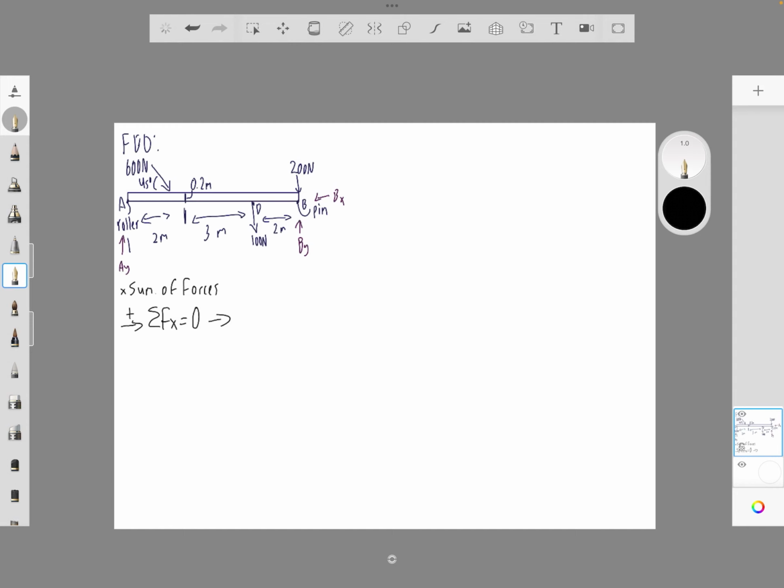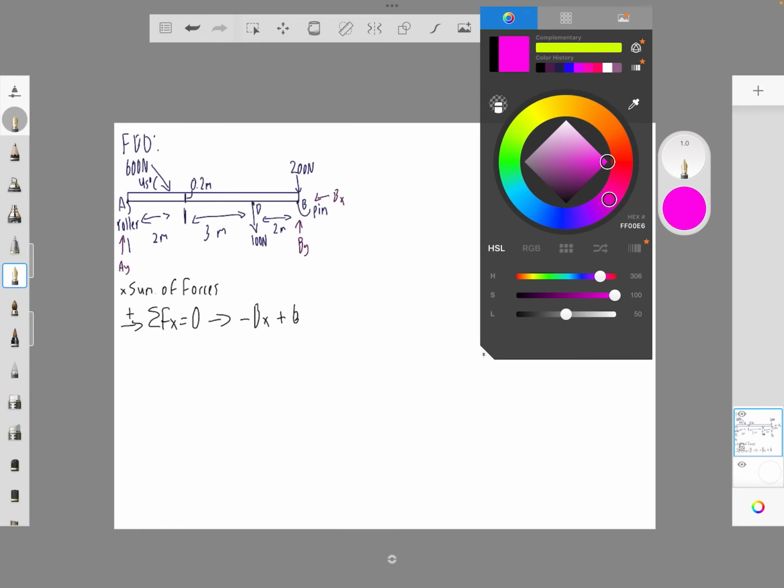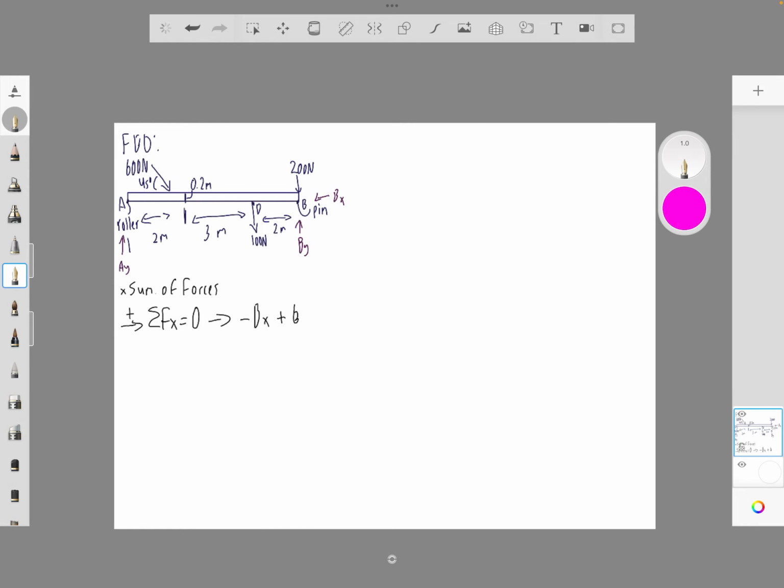plus 600. Oh no, there's another thing I need to define here that I missed. We need to take a force in the X direction. That's going to be 600 cosine 45. We also need to take another force in the Y direction: 600 sine 45. Okay, let's get back to the work.